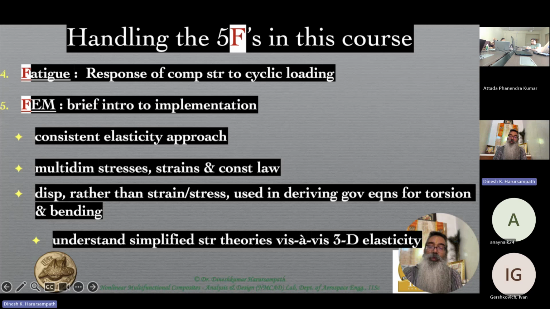So this will help us understand simplified structural theories vis-a-vis the 3D elasticity, and therefore you will see that these are not disconnected topics that we are just bringing together for study in this course. There is a continued storyline from yesterday's first class all the way to the last class that we will have. We will see how all of these things fit together in a holistic manner.